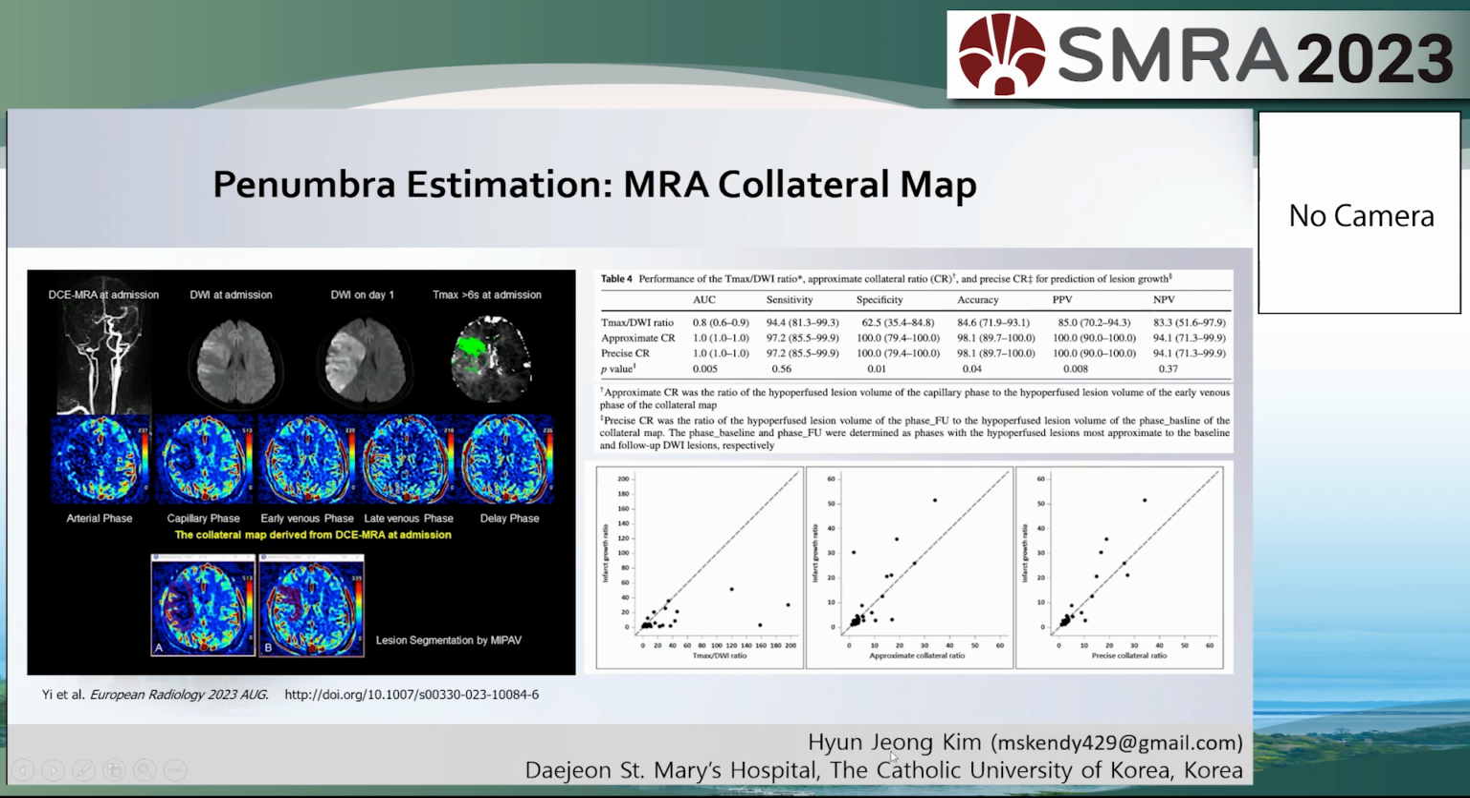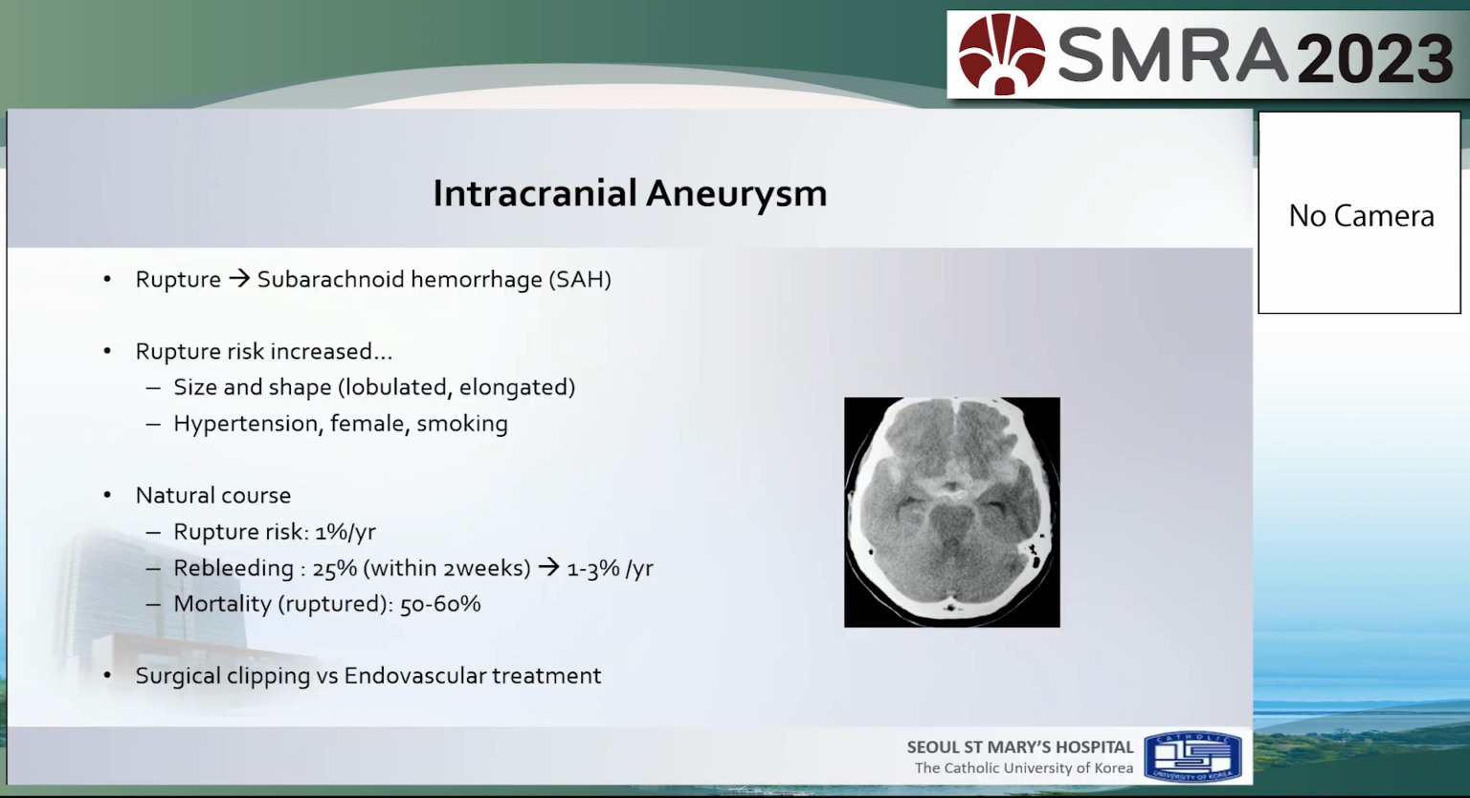Anyhow, the processing software is now in ongoing development by Dr. Hyun-Jung Kim, and she asked me to say that if anyone is interested, they can contact her by mail. So for acute ischemic stroke, MR angiography again gives not only morphology images, but also parametric collateral imaging from the multiphasic MR angiography.